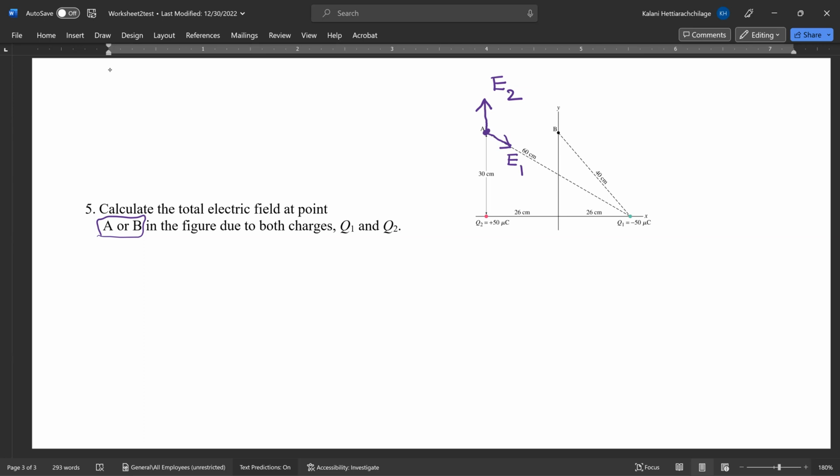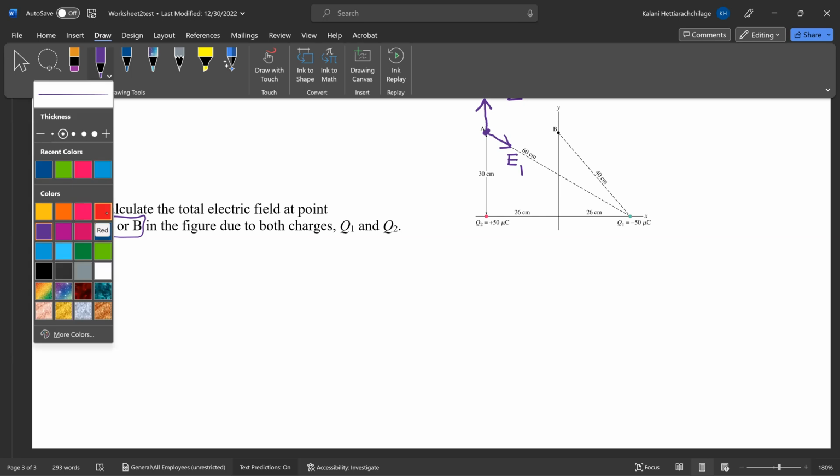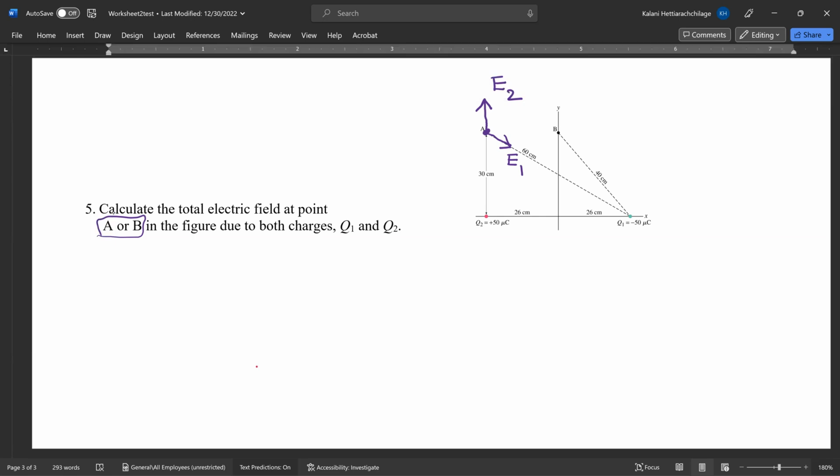So now what we're going to do, we need to draw the coordinate system because we're going to use the vector information. For that, let's label. You have the x-axis this way and the y-axis this way, x and y, right?